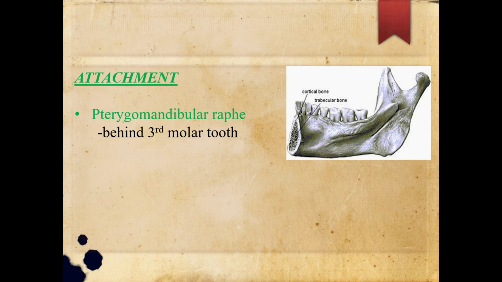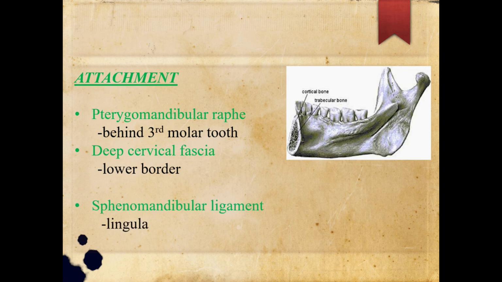Attachments of the mandible. Pterygomandibular raphe. It is attached immediately behind the third molar tooth in continuation with the origin of the superior constrictor. Deep cervical fascia. The deep cervical fascia, or investing layer, is attached to the whole length of the lower border of the mandible. Sphenomandibular ligament. It is attached to the lingula of the mandible.